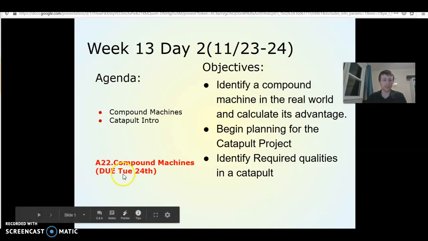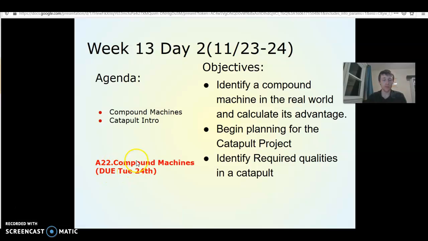We have an assignment that's due Tuesday the 24th. It is to do with compound machines, our first order of business here. And then we've introduced the Catapult project, which is something we're going to be starting on next week. I hope that you can identify a compound machine in the real world and calculate its advantage. That's what the assignment is. You're going to begin planning for the Catapult project and identify required qualities in a good catapult.